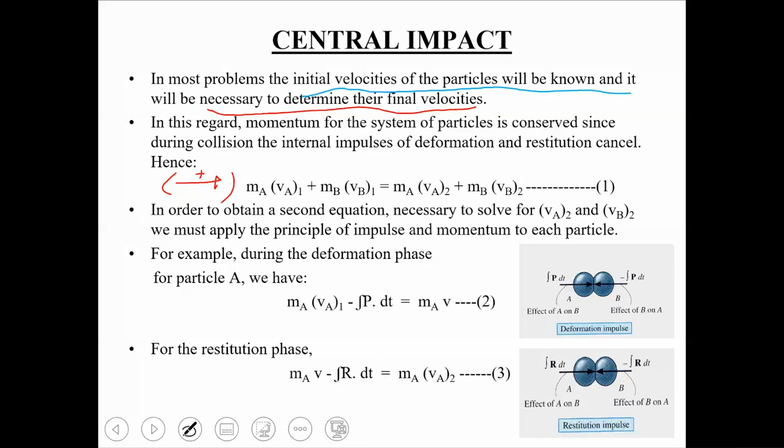So applying that conservation of momentum principle, which says that the initial momentum of the system, which is MAVA1 plus MBVB1, should be equal to the final momentum of the system, which is MAVA2 plus MBVB2. Let us call it equation number 1, which has two unknowns, Va2 and Vb2. It means that in order to solve this system, we require one more equation in terms of Va2 and Vb2, so that the system of equations can be solved simultaneously.